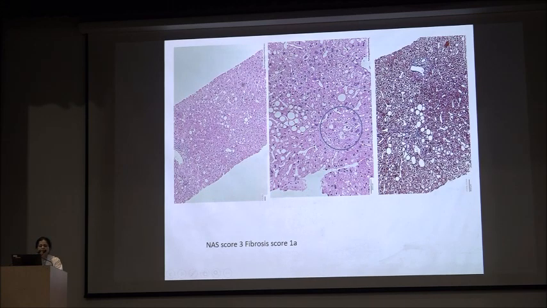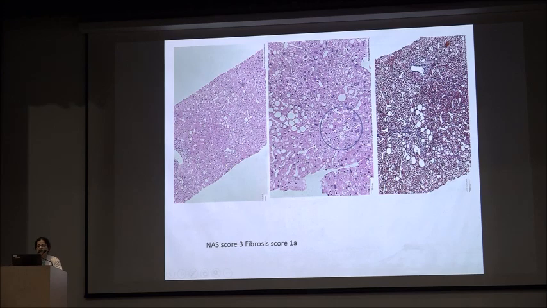This is another case. In comparison to the earlier case, we can see that the steatosis is very limited in this biopsy. This is a portal tract, this is another portal tract. Probably this represents a zone 3. And definitely the amount of steatosis is more than 5%, but it is less than 1/3 of the liver parenchyma that we see over here. So this is a score 1 steatosis.